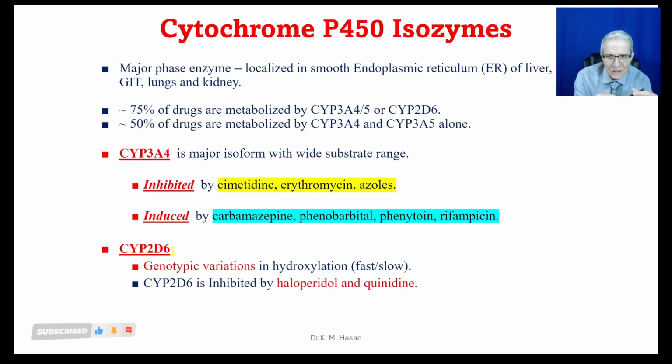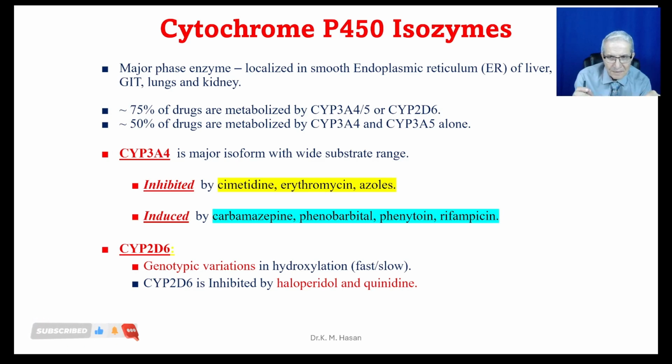For the inducers, carbamazepine, this medication used for epilepsy. Phenobarbital belongs to the barbiturates. Phenytoin, medication used for epilepsy. Rifampicin, medication belonging to the antibiotics. Okay, so for this slide, we need to remember which medications inhibit or induce cytochrome 3A4.